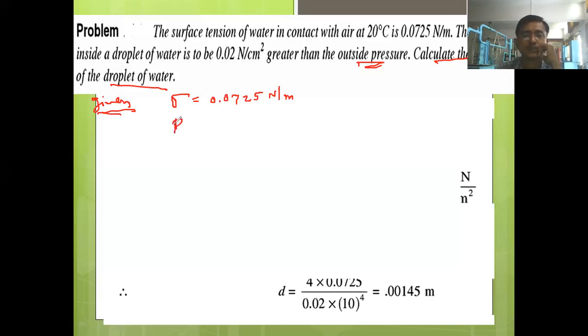P is equal to, now this pressure intensity is in excess of the atmospheric pressure, which has been created there because of the surface tension, and its value is 0.02 Newton per centimeter square. Right. Now, if you observe the units here, this is not in the SI form of unit. So first of all, let us convert this into SI unit.